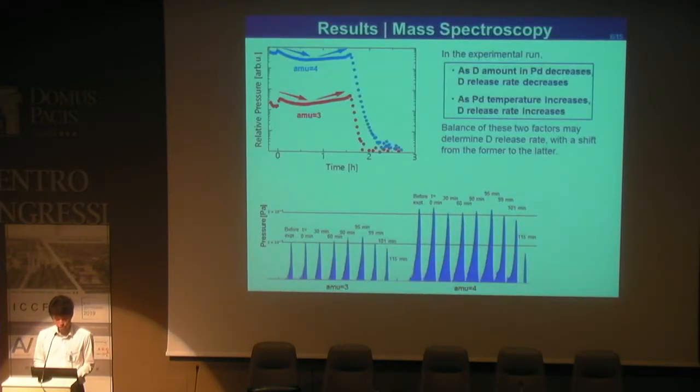This slide shows the results of mass spectrometry. This chart shows the relative pressure of mass number 3 and 4 over time. Two factors can be considered here. One factor is that as deuterium amount in palladium decreases, deuterium release rate decreases. The other factor is that as palladium temperature increases, deuterium release rate increases. Balance of these two factors may determine deuterium release rate, with a shift from the former to the latter. At the beginning, the former factor is large and deuterium release rate is gradually decreasing. In the middle of experimental run, the latter factor is large and deuterium release rate starts to increase.